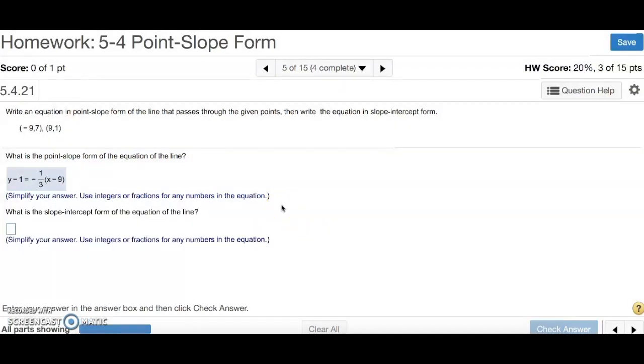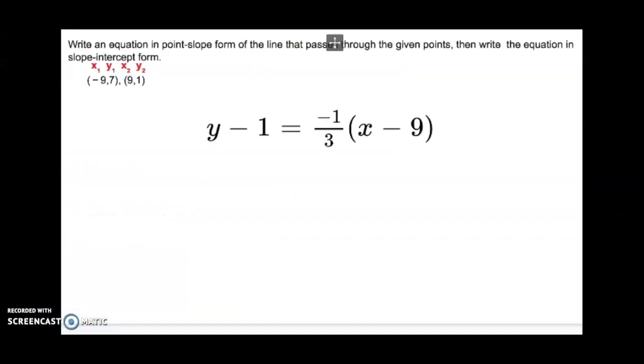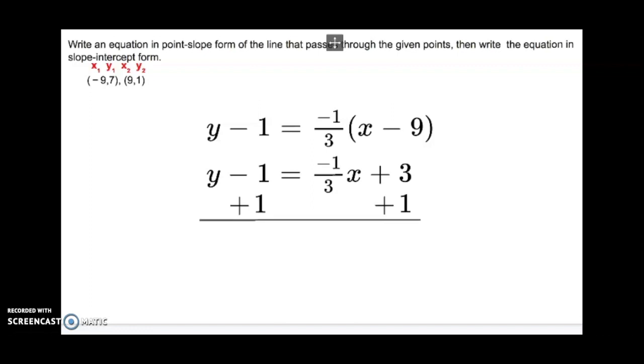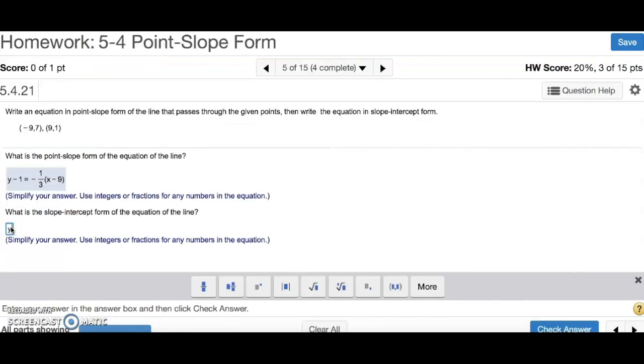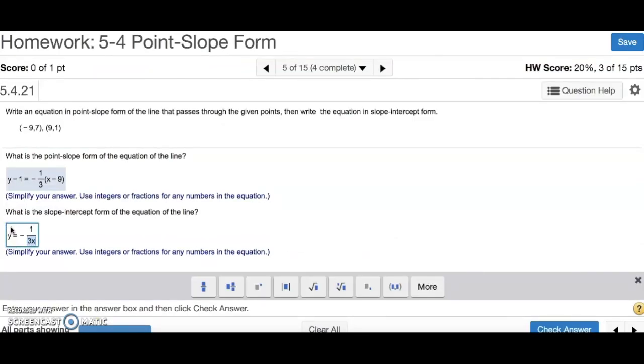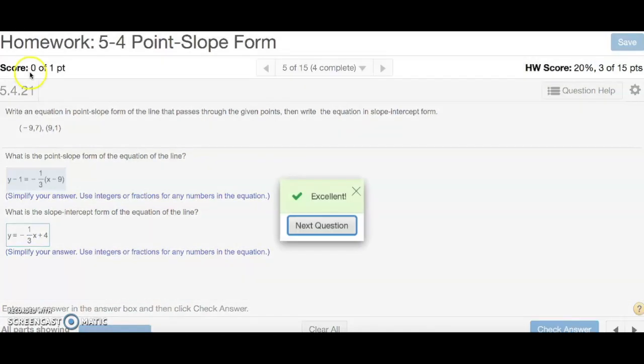Now in slope-intercept form, let's go back and put it in that. Putting it in slope-intercept form means I have to solve for y. So I distribute the negative 1/3 into everything, and I'll get negative 1/3 x. Negative 1/3 times negative 9 is positive 3. So from there, I add 1 to both sides, and I'll get y equals negative 1/3 x plus 4. So that's the equation in slope-intercept form. So let's type that in. So y equals negative 1/3 x plus 4. And that's number 5.